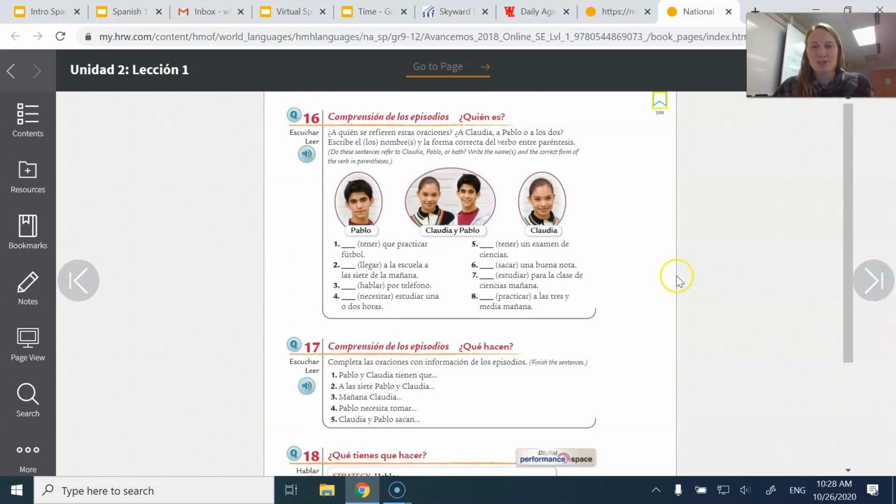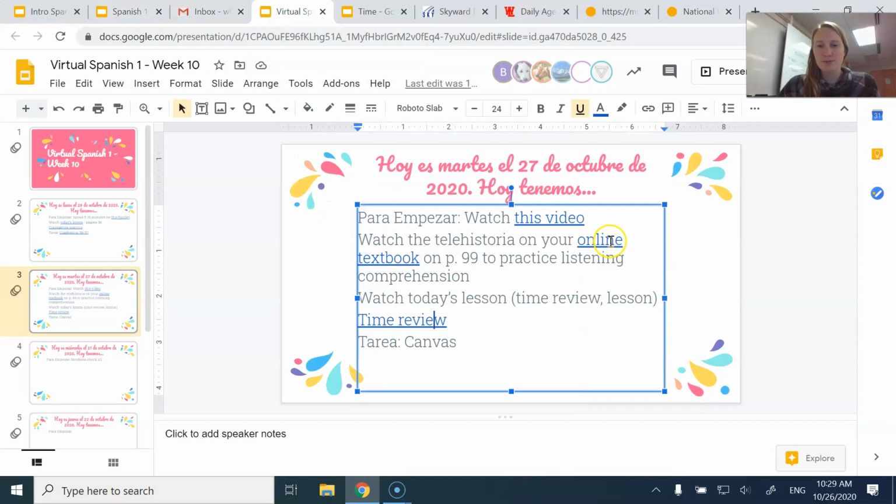Muy bien. The last thing I want to go over with you guys today is 16. Comprensión de los episodios. ¿Quién es? ¿A quién se refieren estas oraciones? So look at who these sentences are referred to, and then we're going to conjugate the verb. So number one, blank, tener que practicar fútbol. So hopefully you watched the telehistoria. If you didn't, pause it and go back. Go to your slides. Click your online textbook link and watch that telehistoria on page 99.